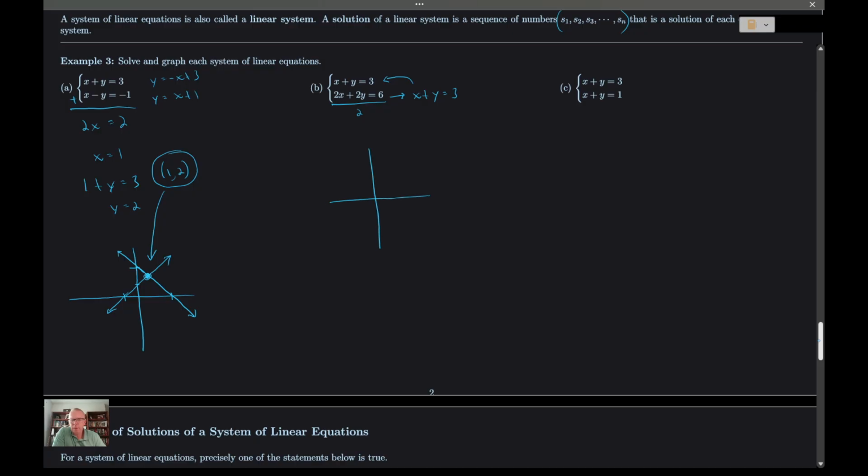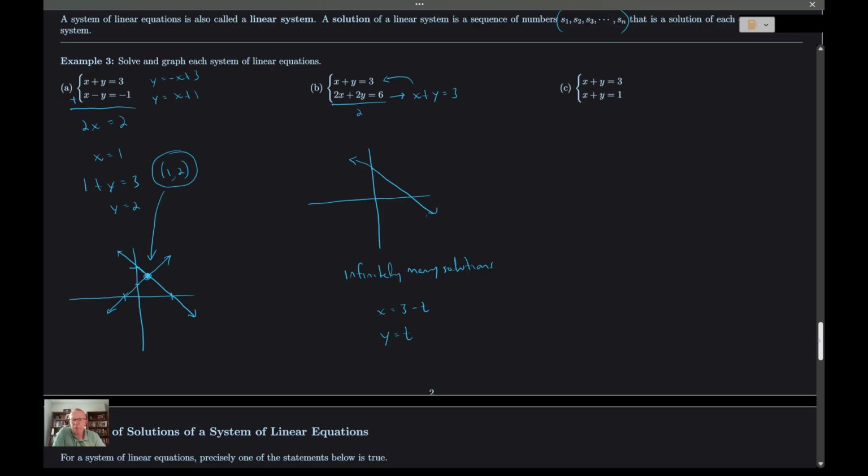So what does that tell us? It tells us, so this would be this line where the x and y intercept are both 3. And so these are the same lines. And so we actually have infinitely many solutions. If we want to write these as parametric solutions, we could let y equal t. And then x would be 3 minus t.